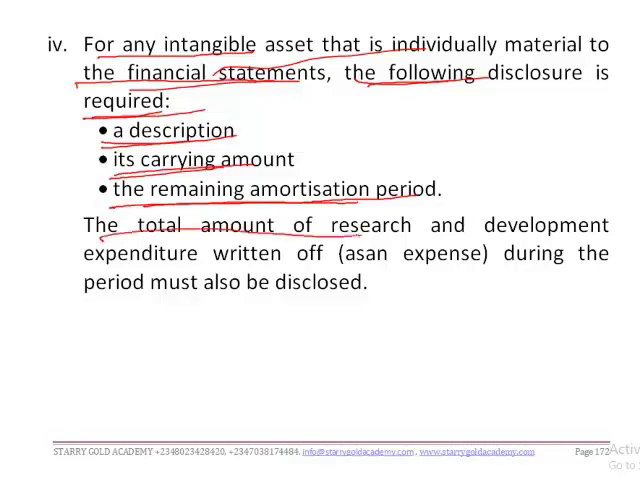So the total amount of research and development expenditure written off as an expense during the period must also be disclosed. Okay, the total amount of research and development expenditure written off as an expense during the period must also be disclosed. Okay, now that's that.